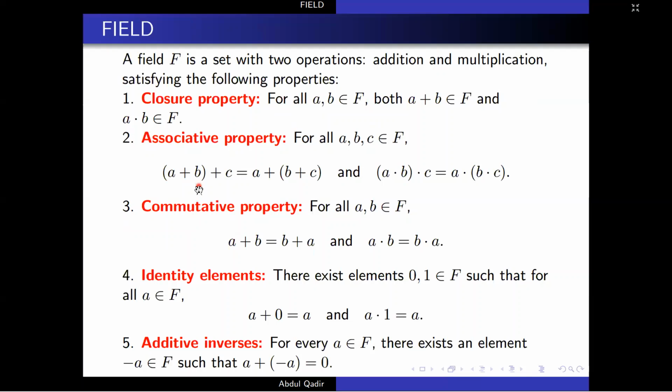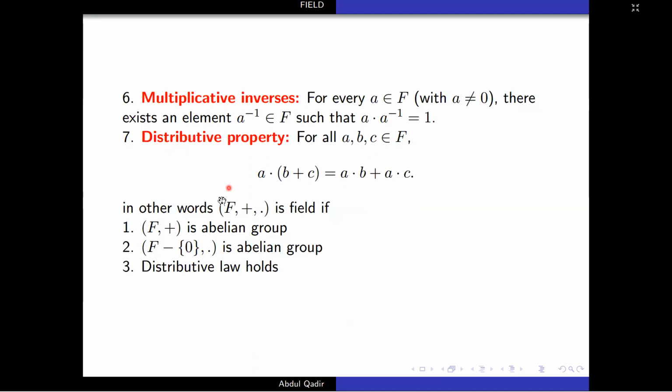So we see that the closure property with addition holds in F, associative property with respect to addition also holds, commutative property with respect to addition holds, identity element with respect to addition belongs to F, and also additive inverse belongs to F. As these 5 properties hold with respect to addition, we can say that F is abelian group under addition. And the second is F minus 0 with respect to multiplication is abelian group.